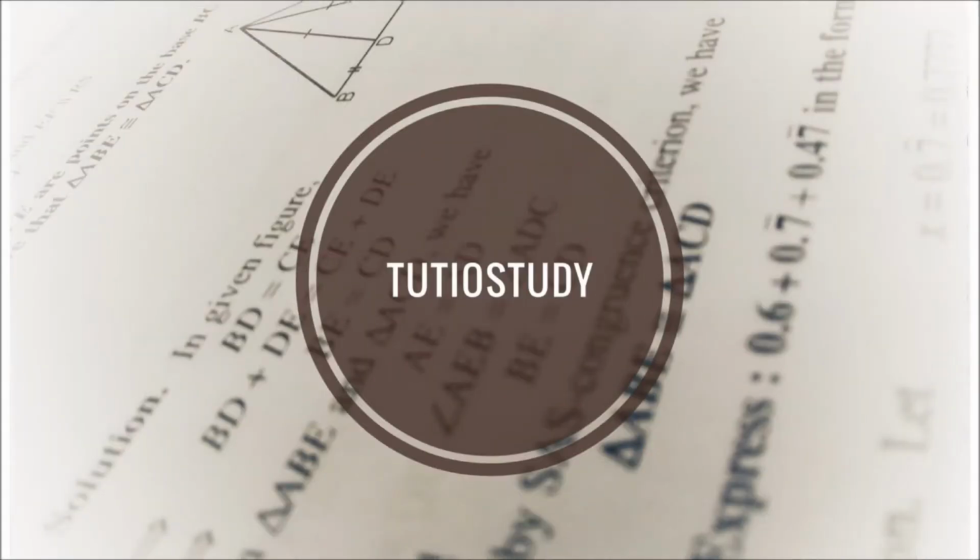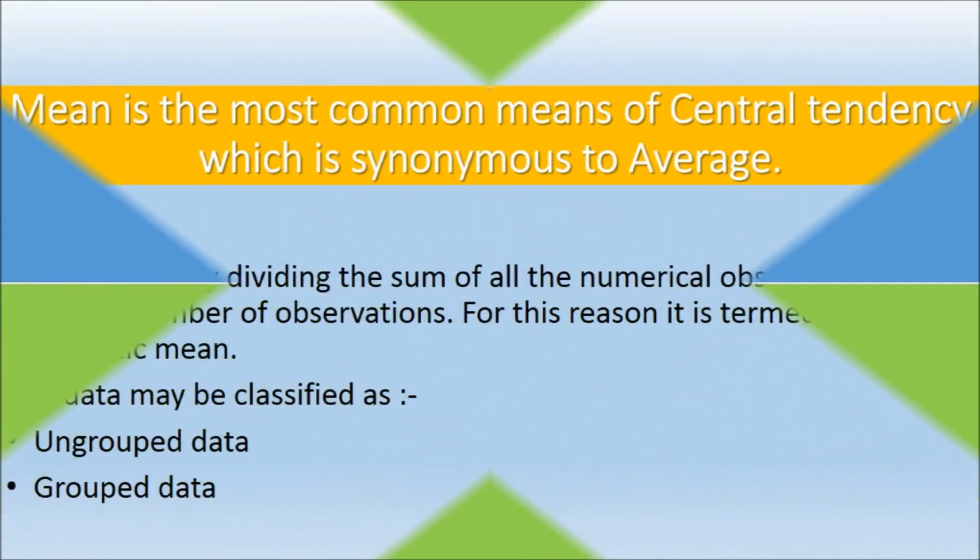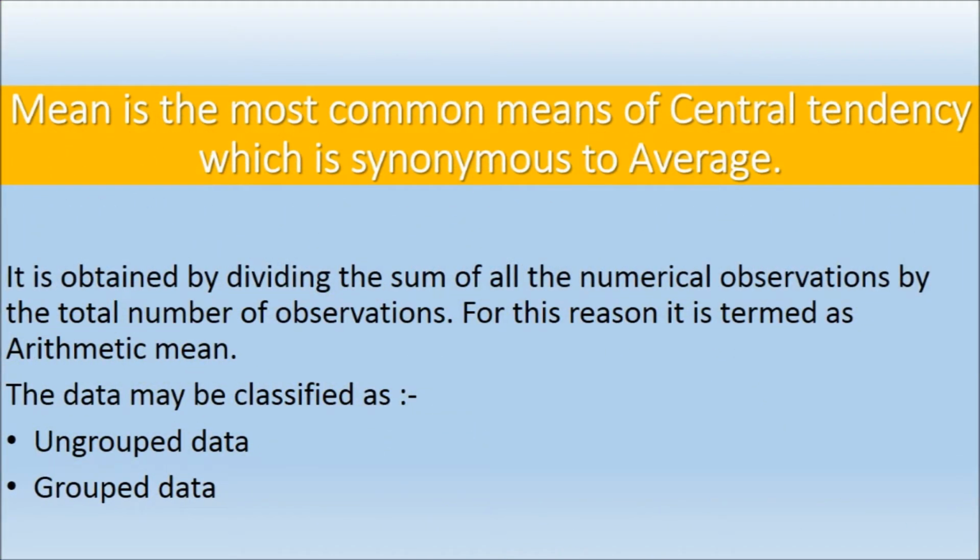In this video, I'm highlighting the most common measure of central tendency, that is mean. Mean is so commonly used in our day-to-day life. It is simply an average, its symbol being x bar. Now, the information or data is classified under ungrouped data and grouped data.